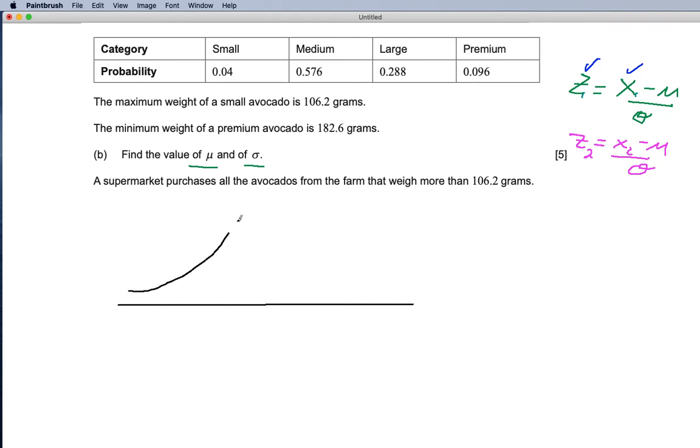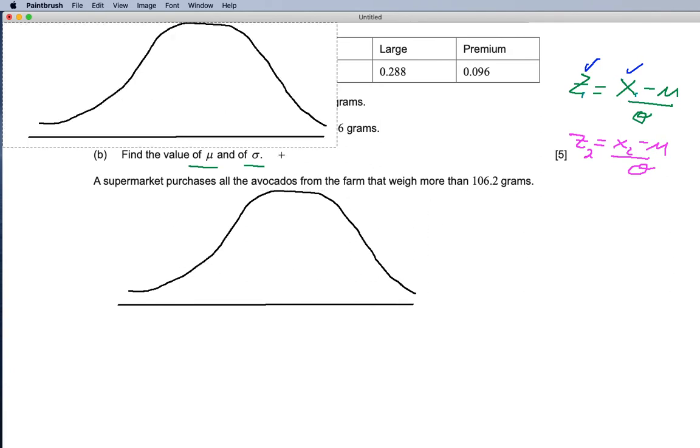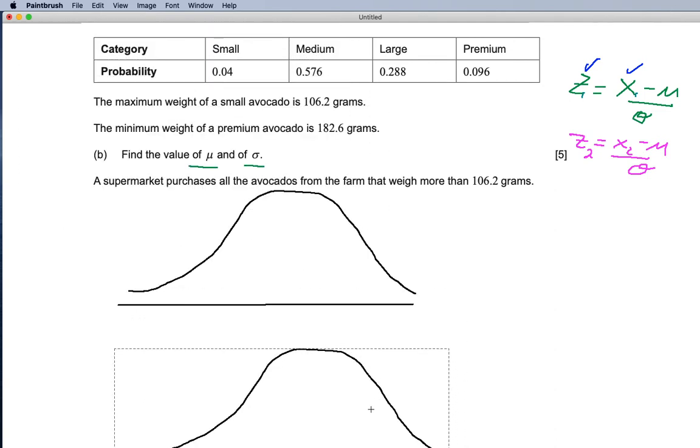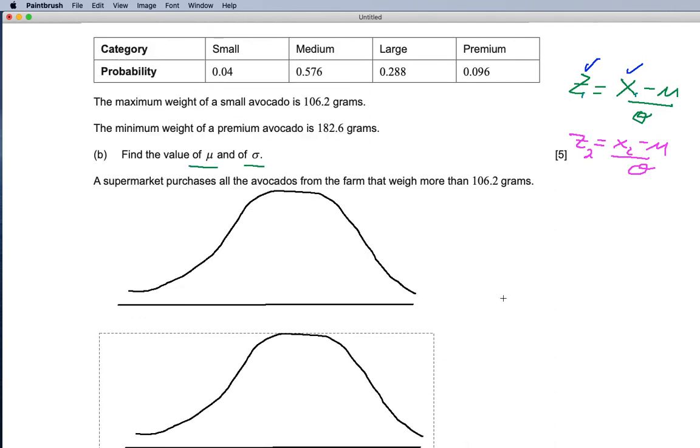I'm going to draw a normal distribution curve like so, and then I'm going to cut it up, and I'm going to make an exact copy of this thing. So copy, paste, bring it down there, put them on top of each other. Okay, and then from here, the top one is going to be my ones with my x values here, and my bottom one is going to be with my z values here. So this is the z value one here, and then this here is my x value.